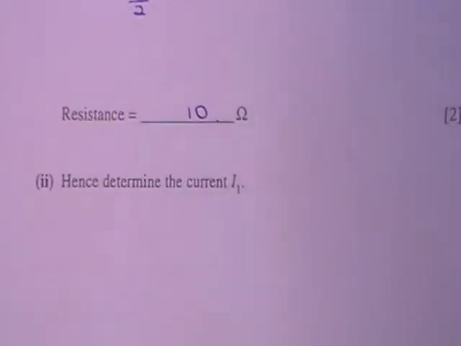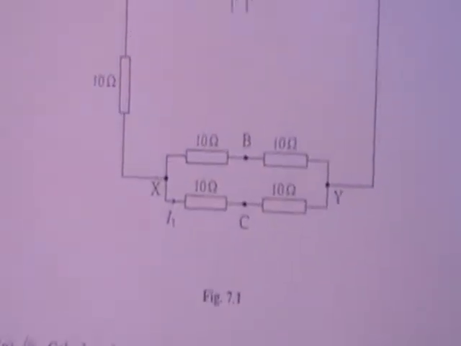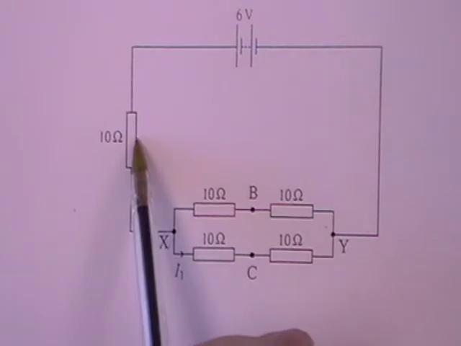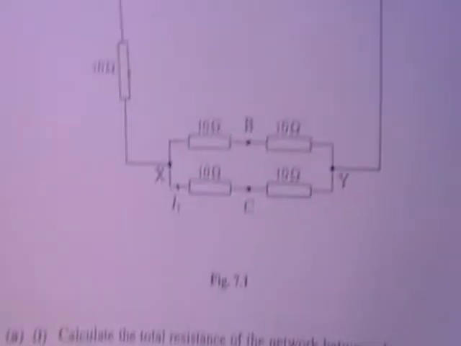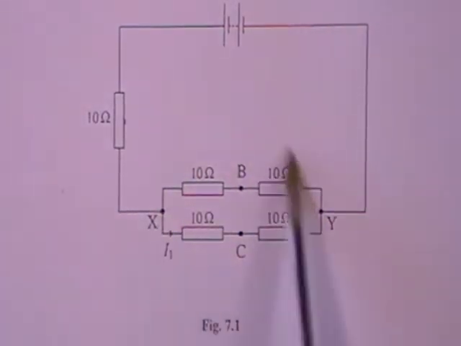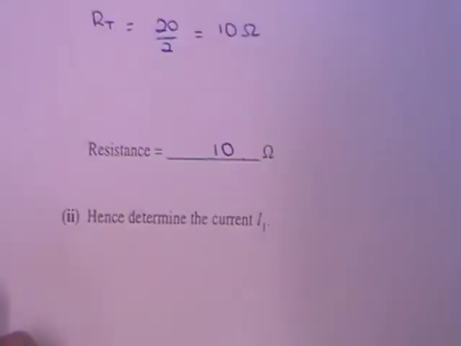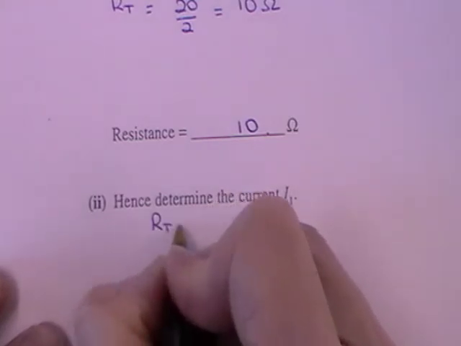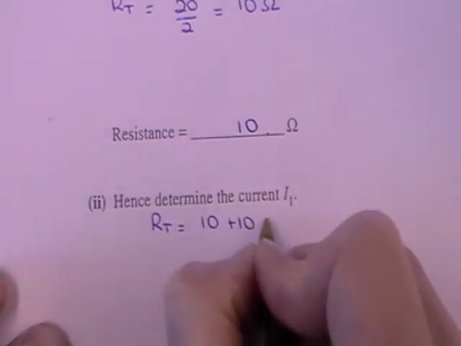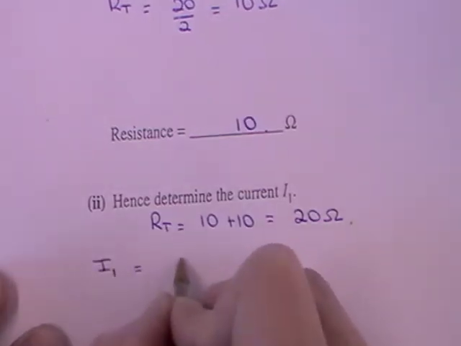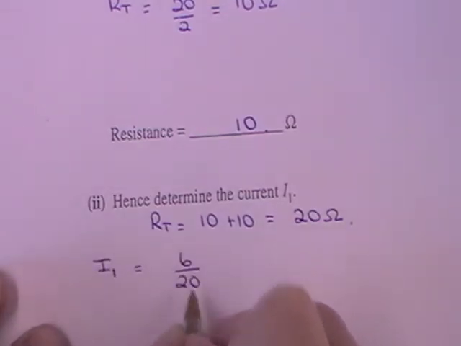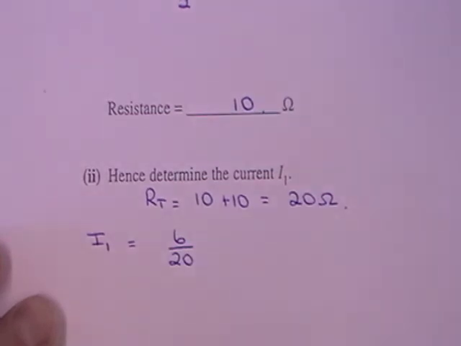Hence determine the current I1. Now, you just need to watch out. There's also a second resistor there, a 10 ohm resistor. So first of all, the total resistance in the circuit is 10 plus this equivalent of 10. And so the total resistance in the circuit is 10 plus 10, which equals 20. And now we can calculate I using the total voltage, which is 6, divided by the total resistance, which is 20.